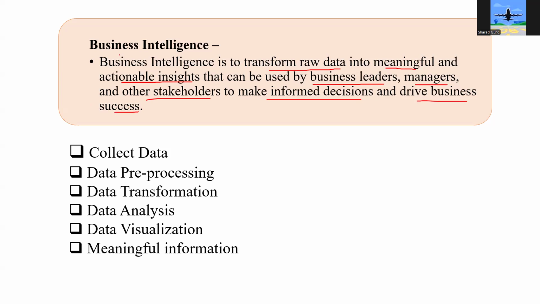Okay. So as I mentioned, business intelligence is nothing but converting or transforming raw data into meaningful information so that other people can use it to make business decisions. Now, which types of steps come under business intelligence? Below you can see some steps included over there.